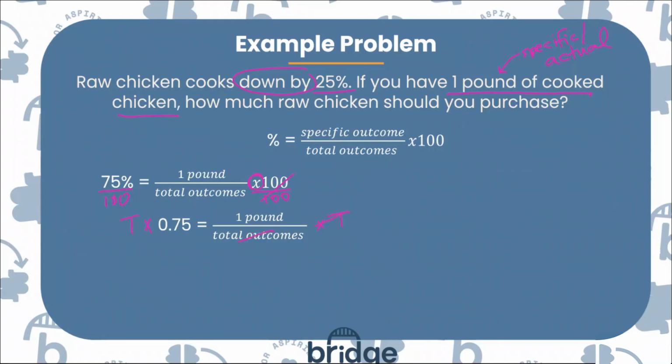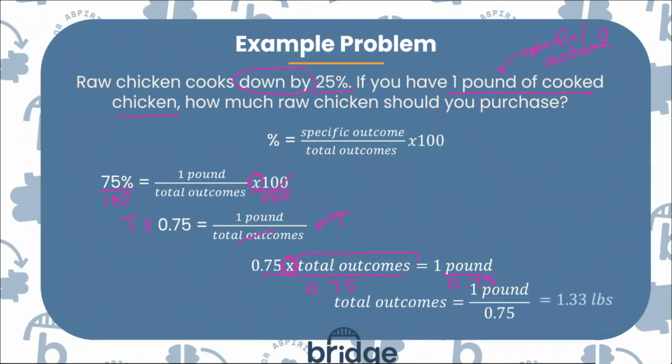We could also cross multiply here. Total outcomes will cancel out on this side. And what we end up with is 0.75 times total equals 1 pound. But we want total outcomes. So to solve for our total outcomes, we again need to undo multiply. We have to divide both sides by 0.75. And what we end up with is 1.33 pounds.